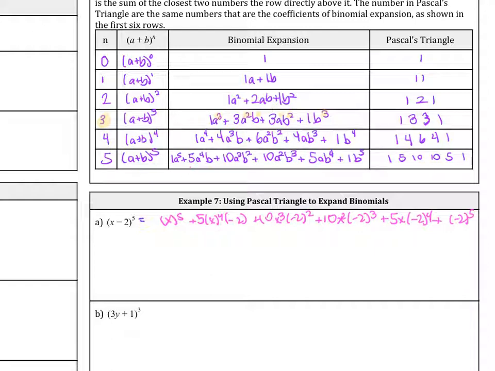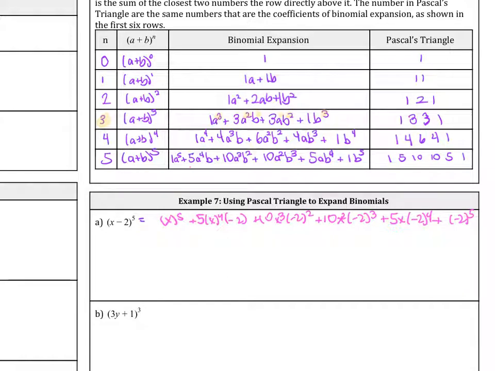So to make sure that I have everything, I double check. So x to the 5th, 5, 10, 10, 5, and then our b to the 5th. And look at my exponents. So x to the 5th, 4th, 3rd, squared, 1, and then gone. And then for b's, I have negative 2 to the 1st, 2nd, 3rd, 4th, and 5th. So I have everything there.